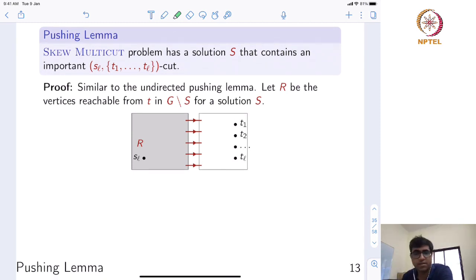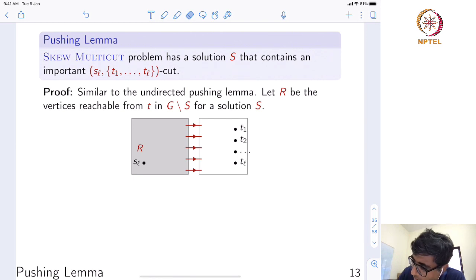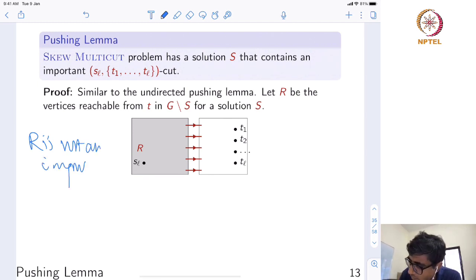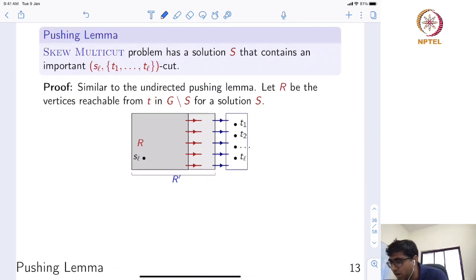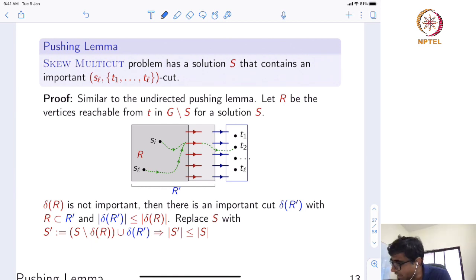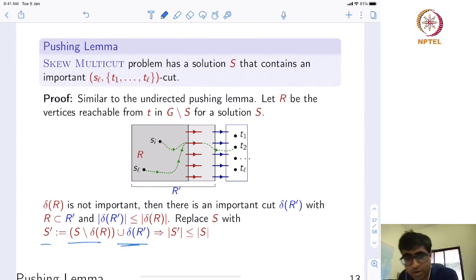So let R be the vertices reachable from T in G minus S for a solution. What happens? Either R is an important cut, or R is not an important cut. If R is an important cut, then you are good. If R is not an important cut, then there exists some R prime which strictly contains R, disjoint from T1 to TL, and delta of R prime is at most delta of R. So now you create another S prime: you remove delta R and you add delta R prime.